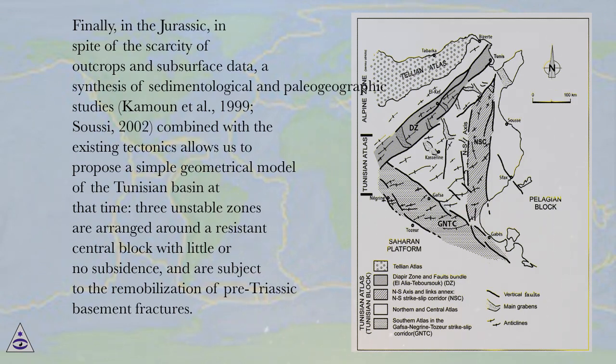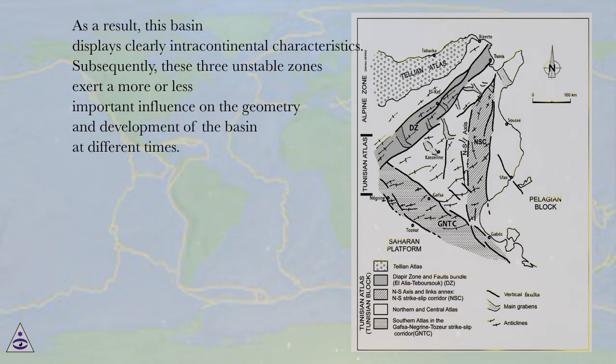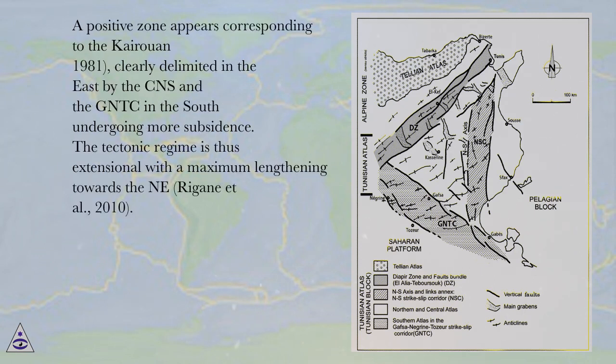Three unstable zones are arranged around a resistant central block with little or no subsidence, and are subject to the remobilization of pre-Triassic basement fractures. As a result, this basin displays clearly intracontinental characteristics. Subsequently, these three unstable zones exert a more or less important influence on the geometry and development of the basin at different times. A positive zone appears corresponding to the Kairouan Island, Mourabit, 1981, clearly delimited in the east by the CNS and the GNTC in the south undergoing more subsidence.